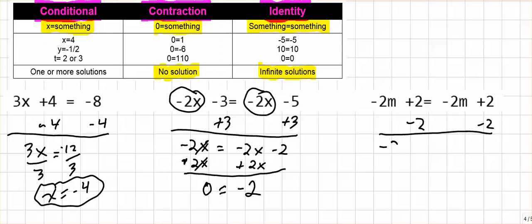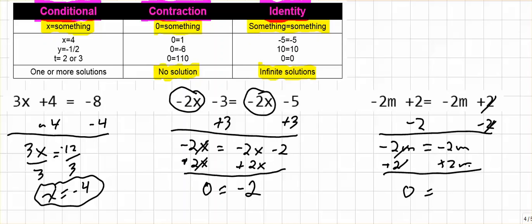So we're left with -2m equals -2m, and the 2 and the plus 2 and the -2 go away. If I add 2m to both sides, we're left with 0, those go away, and nothing over on the right-hand side, so that equals 0. So this is an example of an identity.